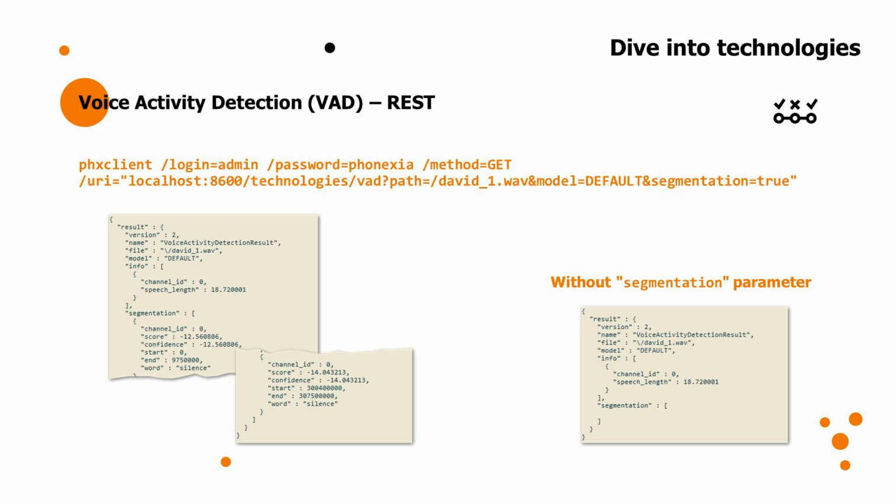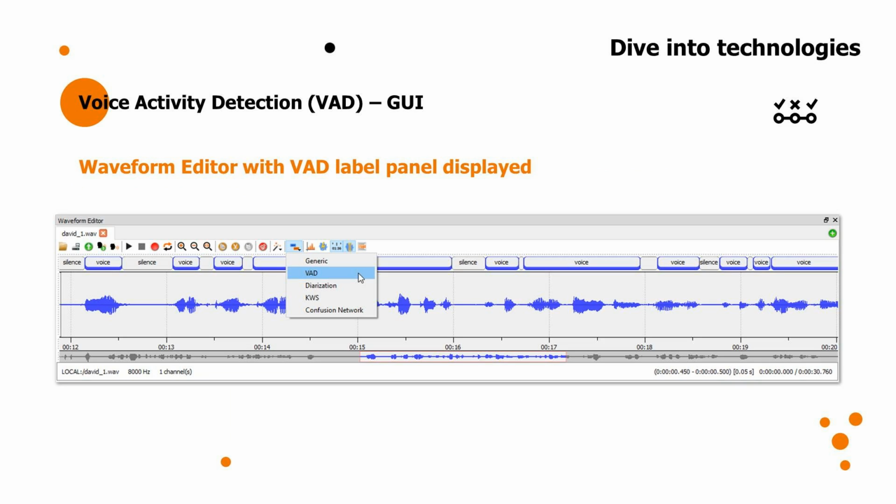Screenshot on the right shows the JSON response returned from server if the segmentation parameter in REST query is either false or not included at all. In that case, the segmentation array is empty in the response. In Phonexia browser, voice activity detection is by default applied automatically when files are added. To display detailed segmentation information, first open the recording in Waveform Editor by double-clicking on the file name in File Name column.